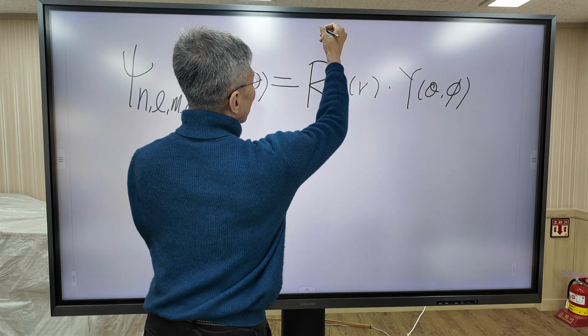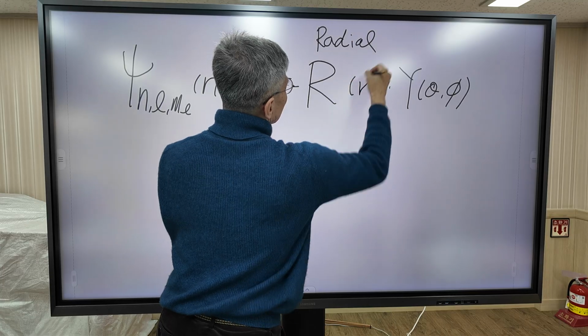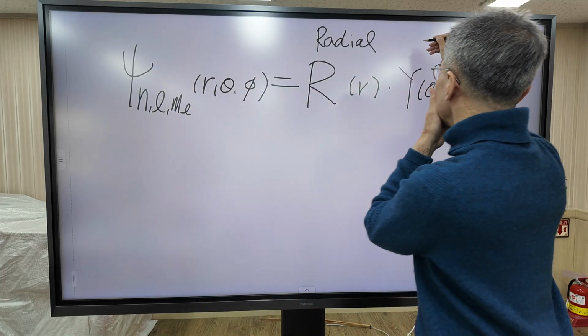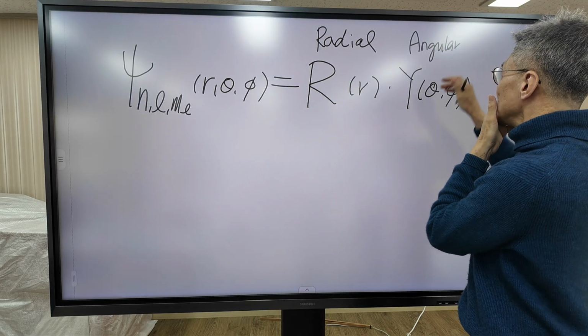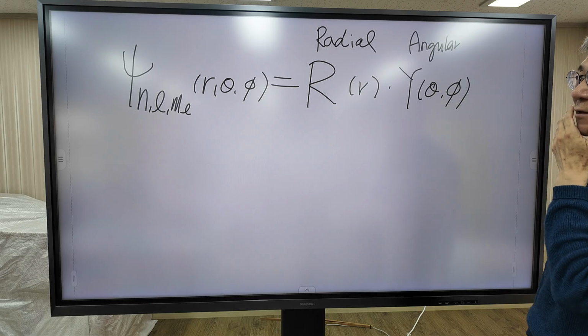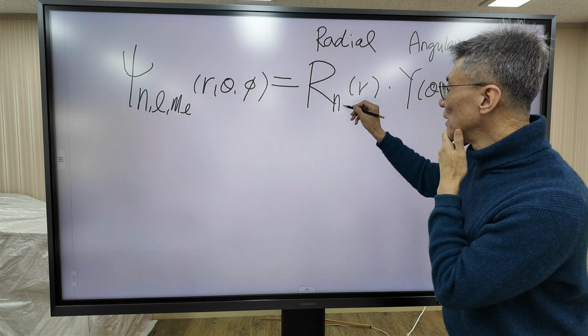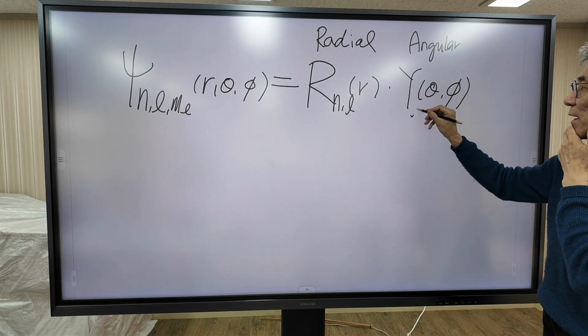This function is called the radial function because it depends only on r. This function is called the angular part because it depends on angle, right? And when you solve the Schrödinger equation, it turns out that the radial function depends on two quantum numbers, n and l. And the angular part depends on l and ml.